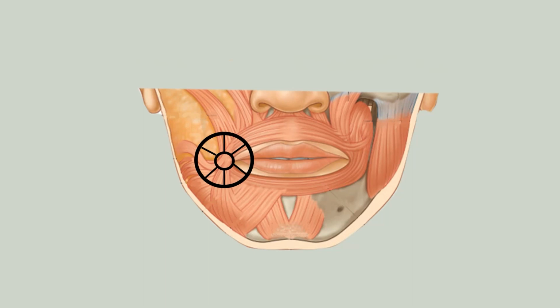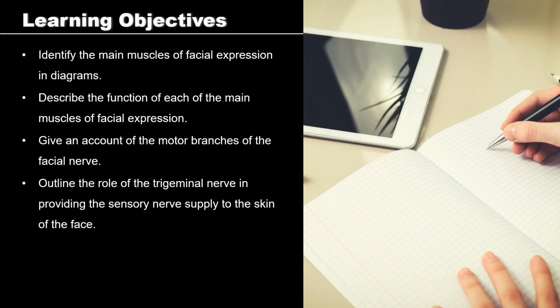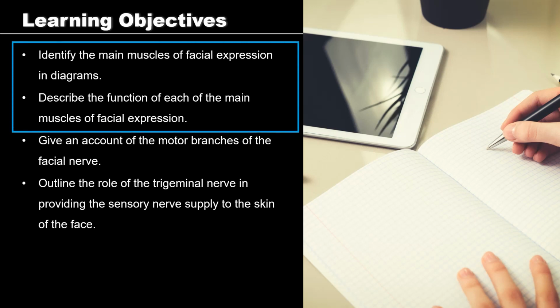Before we delve any further into the realms of the face, let's have a look at the learning objectives for today. After this lecture and with any further study, you should be able to complete these learning objectives. To identify the main muscles of facial expression in diagrams. To describe the function of each main muscle of facial expression. To give an account of the motor branches of the facial nerve. And to outline the role of the trigeminal nerve in providing sensory nerve supply to the skin of the face. I have divided these learning objectives into 3 parts for the purpose of today's video. And the first ones we are going to look at are the muscles of facial expression and their functions.